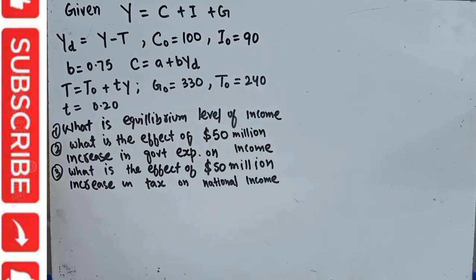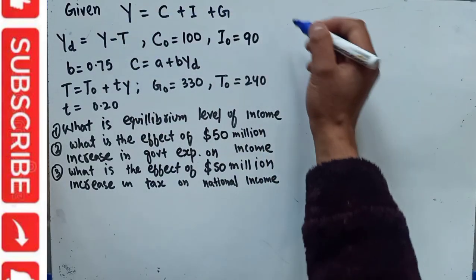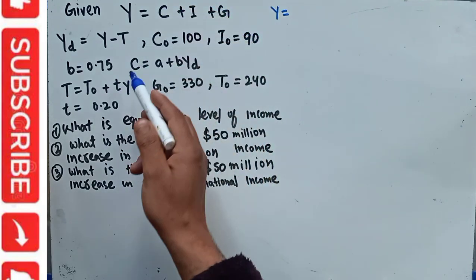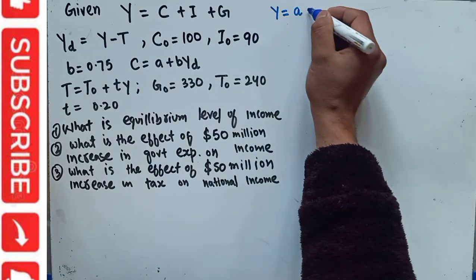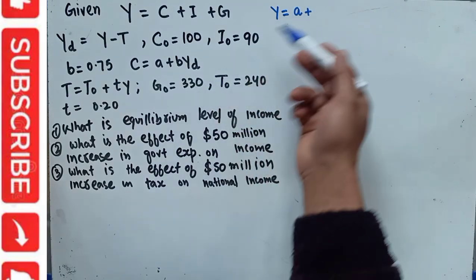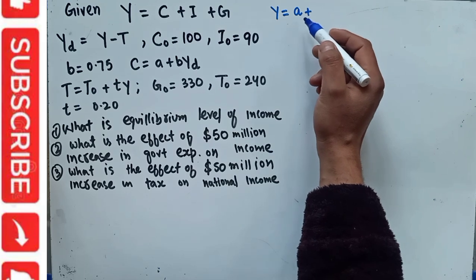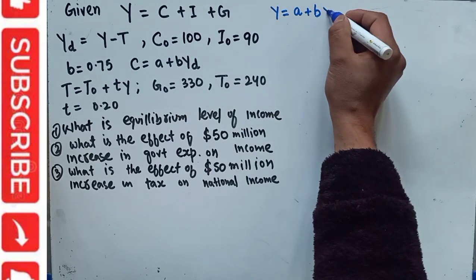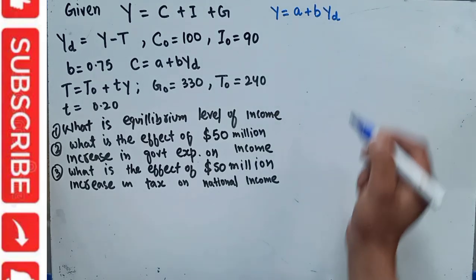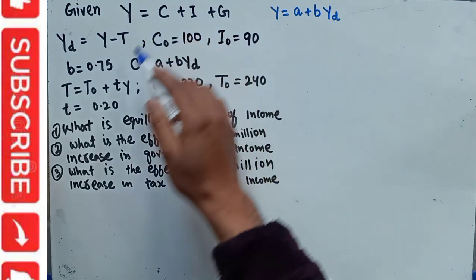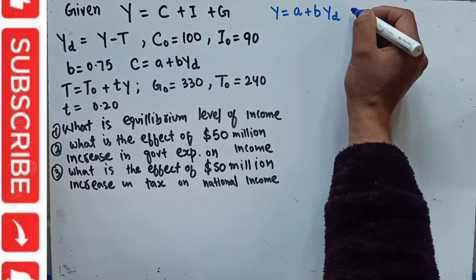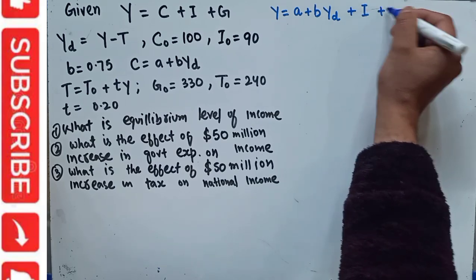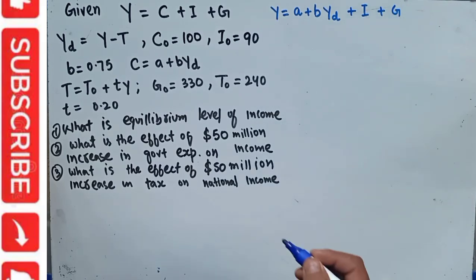So, first things first, we have this identity, Y = C + I + G. In place of C, we have this function, where A denotes the autonomous part of the consumption that does not depend upon the level of income, B is the marginal propensity to consume, and Y subscript D denotes the disposable income. So in place of C, I write this function. Then we have the investment expenditure, and then the government expenditure function.